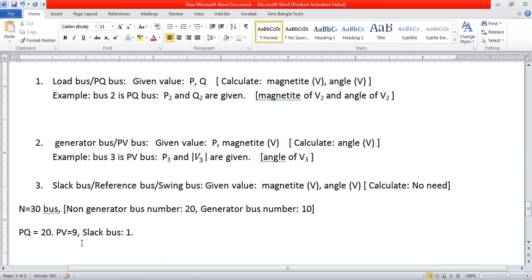A particular generator bus can contain a load. If a particular generator bus contains some load, then the power generated from that bus at first supplies the demand of this particular bus. Then the rest of the power will be delivered from that bus to the other buses. So these are the types of buses in our power system.